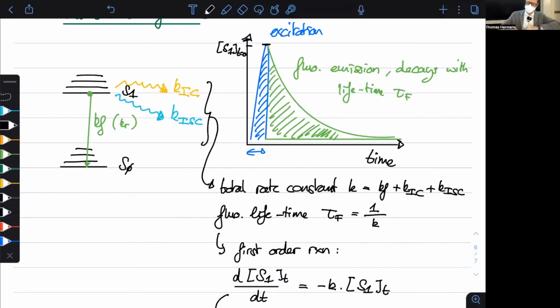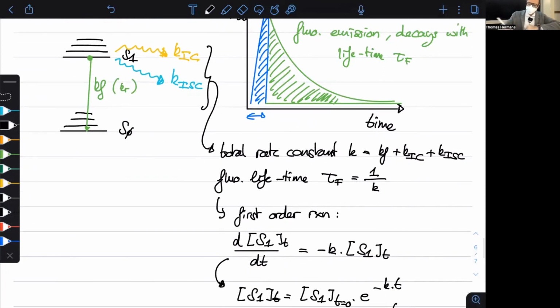Now what's, I think, more interesting, you can also use this description with rates to look at the quantum yield, right? So the quantum yield is basically, you can think about it as the ratio of emitted photons over the ratio of absorbed photons.